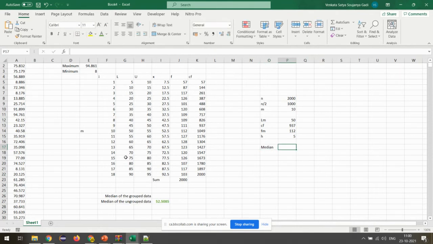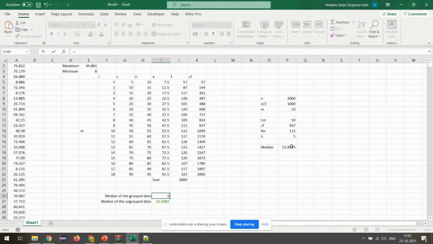So the median is equal to, we know the formula, the lower limit plus open parenthesis, n by 2 minus CF, close parenthesis, times H, divided by the FM. So we apply that, and we get 52.8125.